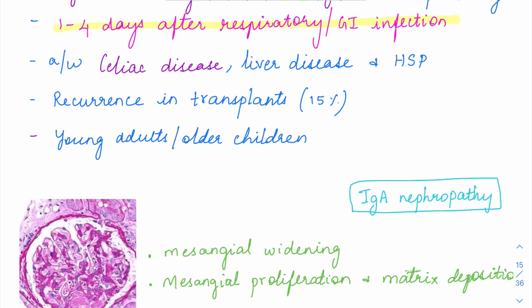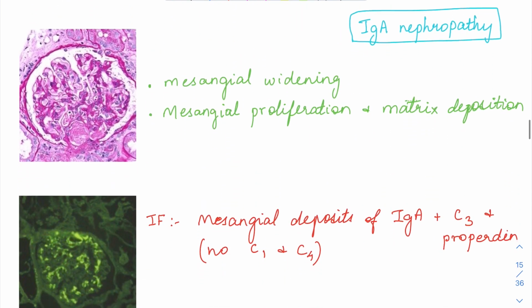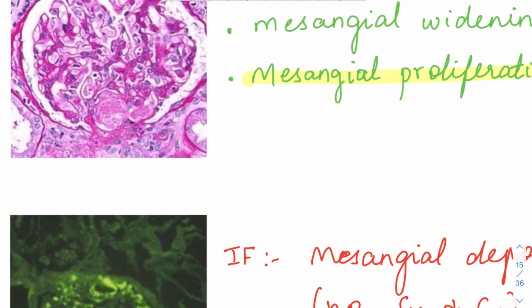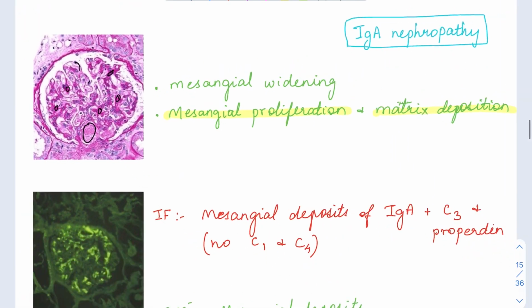This IgA nephropathy is associated with certain diseases like celiac disease, Henoch-Schönlein purpura, and liver diseases. Recurrence can be seen in 15% of the patients. What is the classical feature? There are mesangial deposits along with mesangial proliferation, that is, mesangial proliferation with mesangial matrix deposition. In this image, these are the endothelial cells, while this darker pink material in between is the mesangial proliferation along with the mesangial cells.